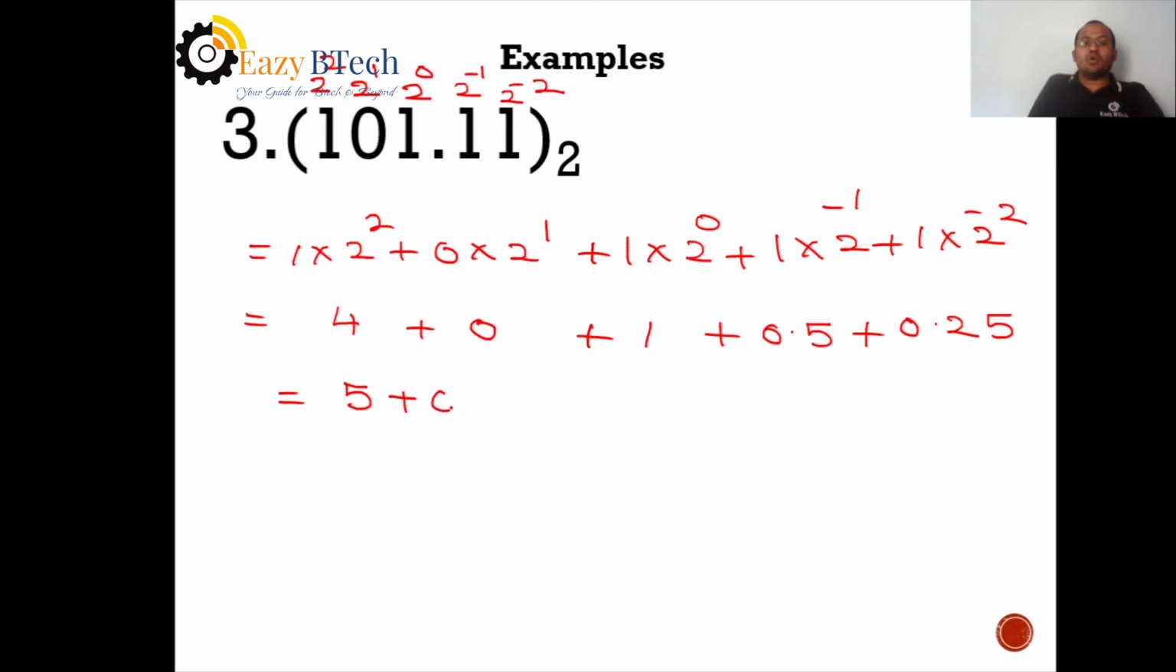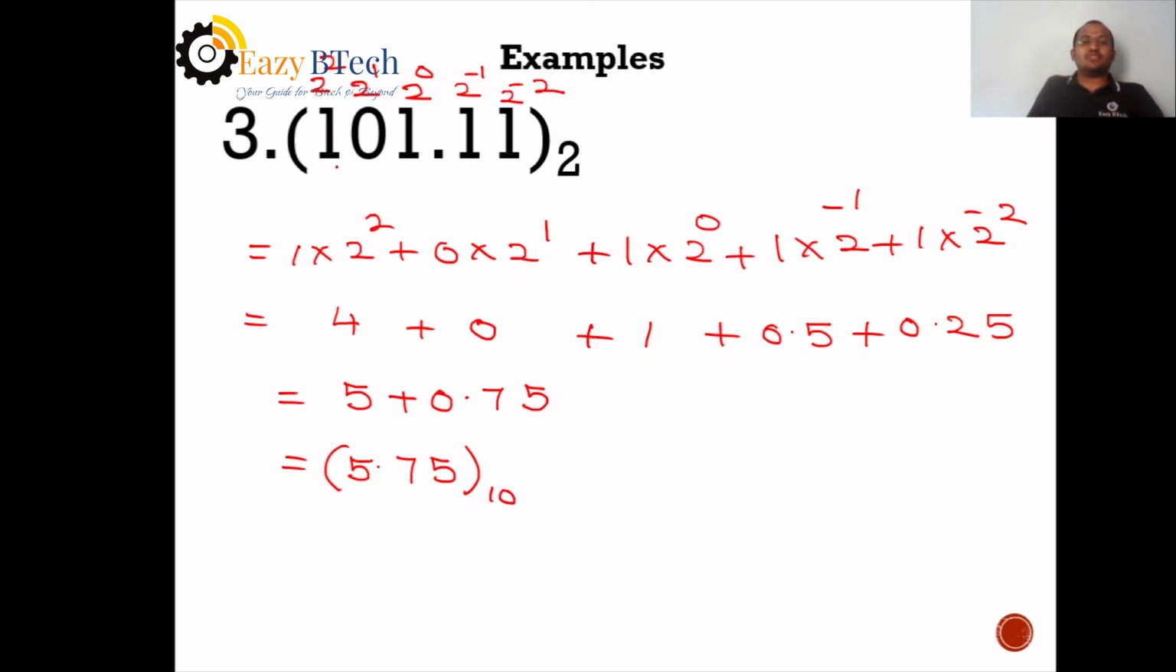that means 0.75. Now if we add both, we will get 5.75. So this is the decimal equivalent for the given binary number 101.11. For that, the answer as a decimal equivalent is 5.75. So we have to assign positive weights for the integer part and negative weights for the fractional part.